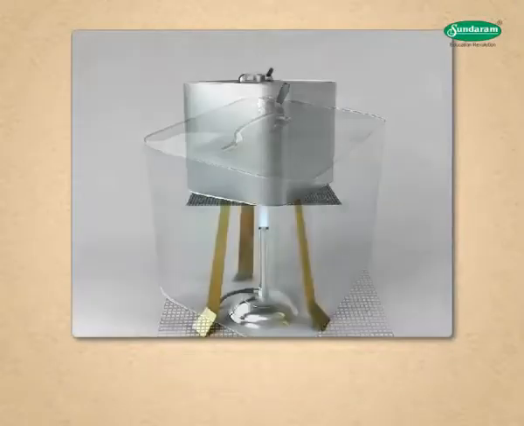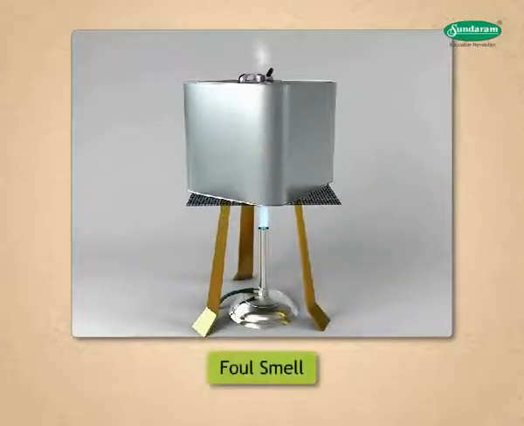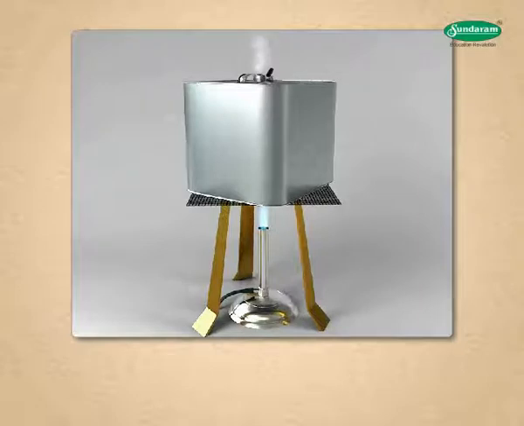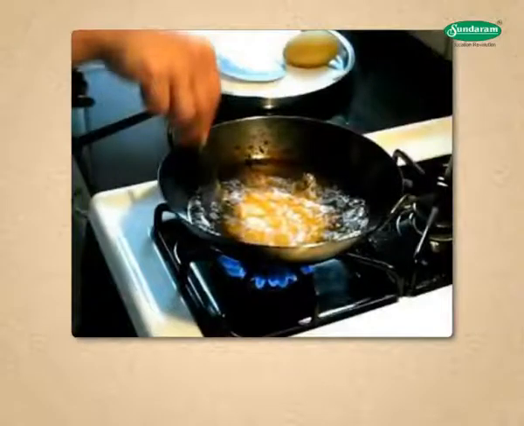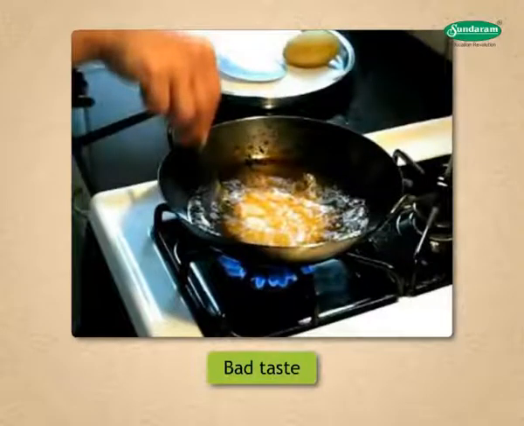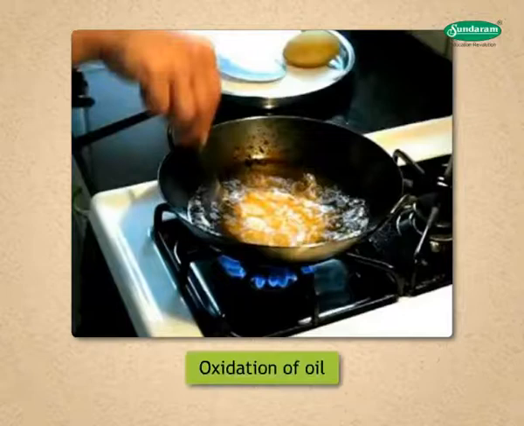We observe that in a little while, when the leftover edible oil is heated, it forms steam. When the water begins to boil, steam rises up from the can and the oil starts frothing. As the steam leaves, its smell turns foul. If food is cooked in this oil, its taste changes. This is due to oxidation of oil.